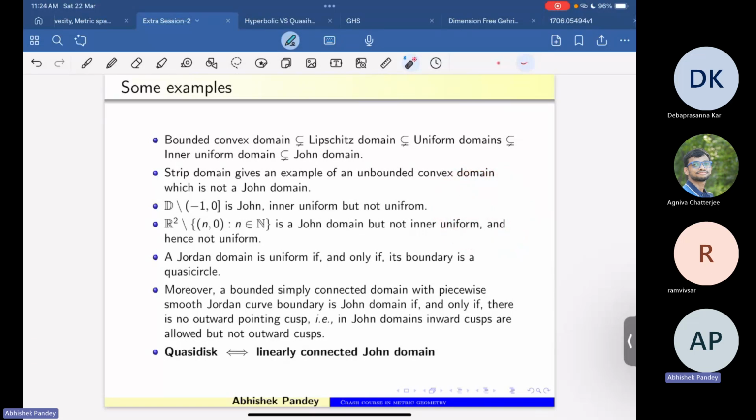And a Jordan domain is uniform if and only if its boundary is a quasi-circle. So quasi-circle will be familiar to people who are working in quasi-conformal geometry. Okay, and a bounded simply connected domain with piecewise smooth Jordan curve boundary is a John domain if and only if there is no outward pointing cusp. So in John domains, inward pointing cusps are allowed, but not outward cusps.